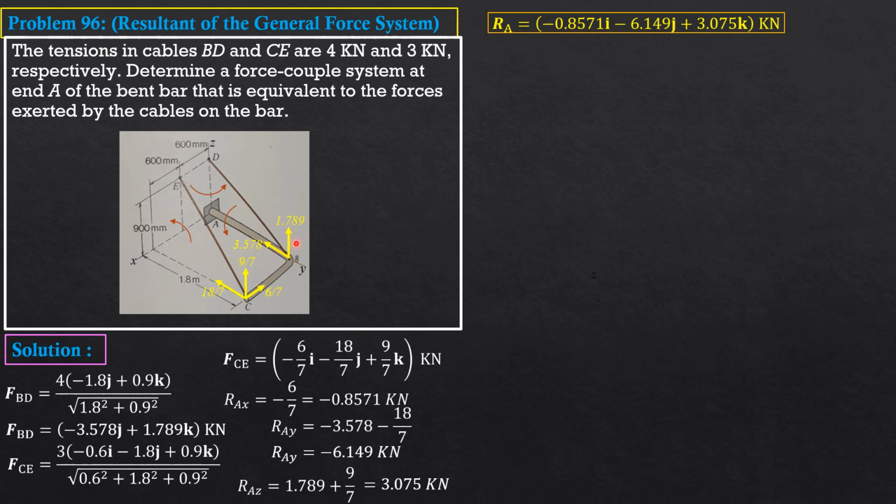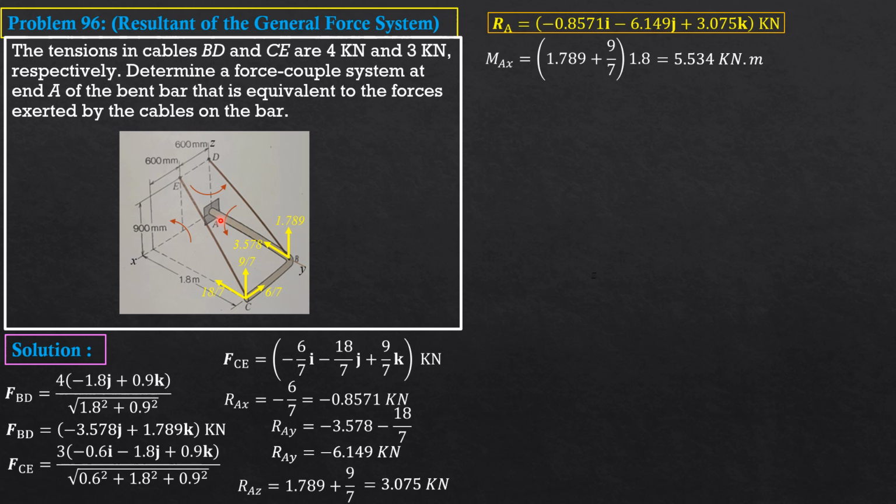You look at the moment of 9 over 7, it is positive. For the force components at B, 3.578 passes through A, which is also AX, so 0. So only 1.789 will have moment about AX. So both 1.789 and 9 over 7 will have positive moment about AX. Therefore, MAX is quantity 9 over 7 plus 1.789 times moment arm 1.8. So MAX is 5.534 kilonewton meter.